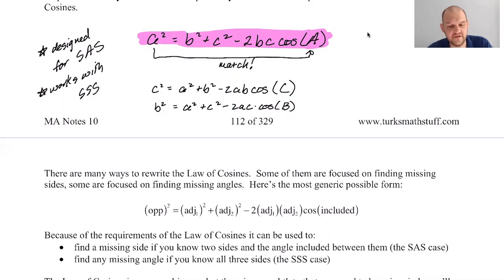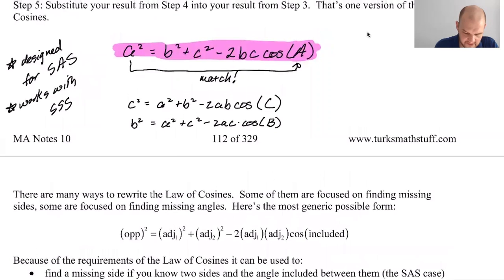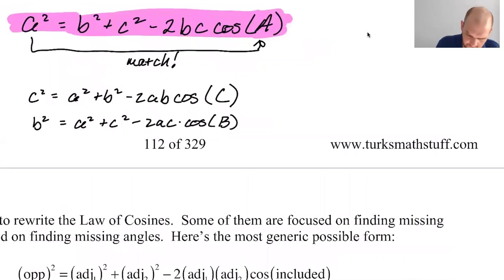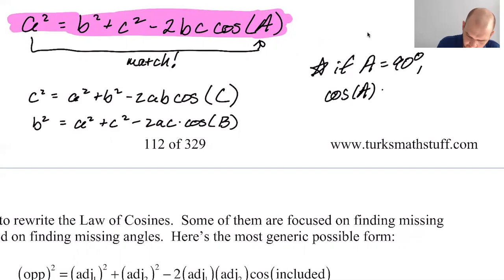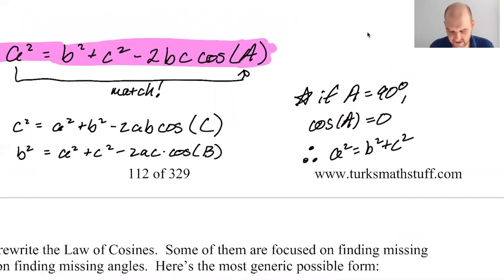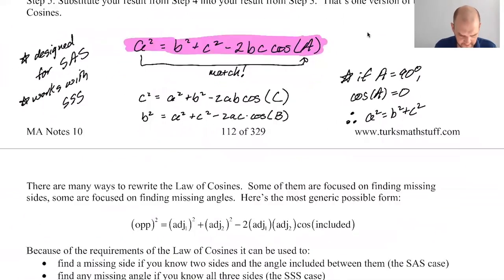Because the cosine of pi over 2, or the cosine of 90 degrees, is 0, this is essentially the same as the Pythagorean theorem, right? So let's say, let's use the highlighted one, if A is 90 degrees, cosine of A is 0. Therefore, we would just get A squared equals B squared plus C squared. So the Pythagorean theorem is a very specific case of this, which is pretty cool to know, I think.